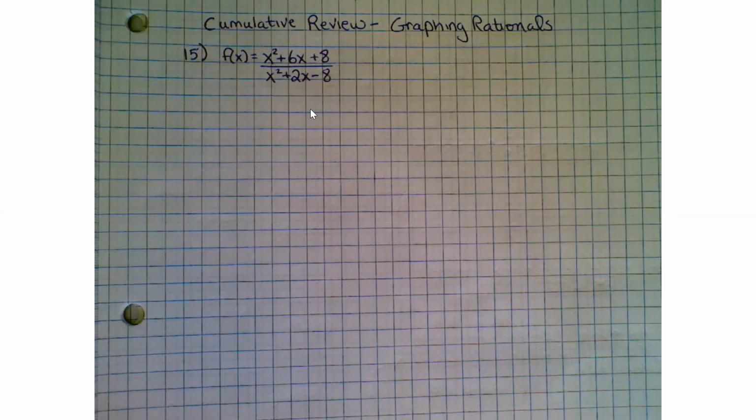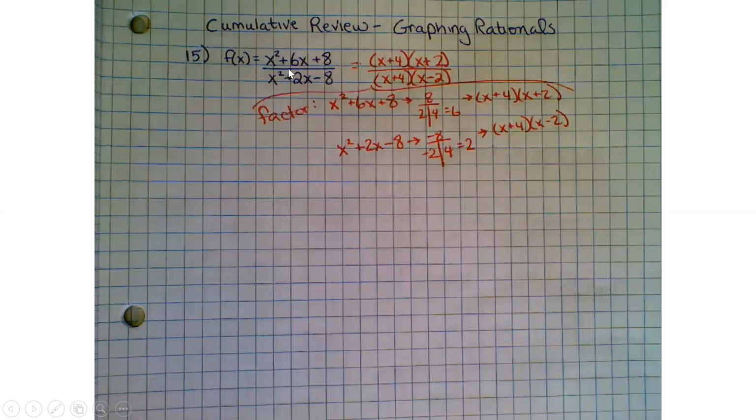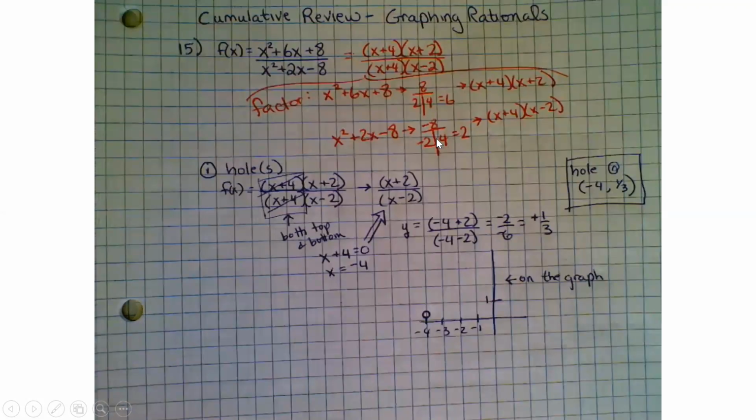So that means I need to factor both the top and the bottom. On top, I have x squared plus 6x plus 8. I need paired numbers that multiply to give me 8 and add to give me 6. That's 4 and 2. So on top, I get x plus 4, x plus 2. On bottom, I have x squared plus 2x minus 8. So I need numbers that multiply to give me negative 8 and add to give me 2. That's going to give me x plus 4, x minus 2 on the bottom.